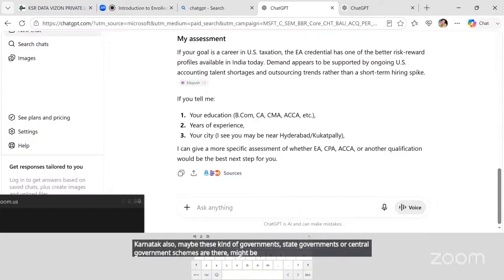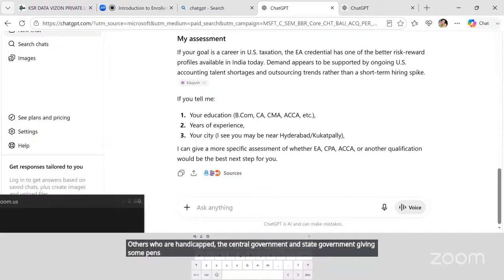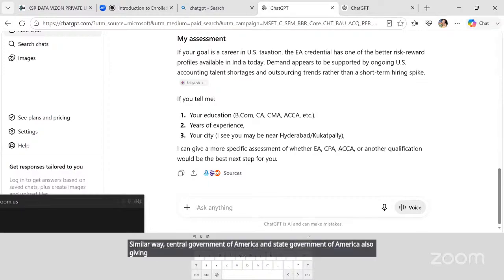Like in the Telugu states, we have Ammavodi for those who are going to school, right? The government is paying some money to the school kids' parents. Or for those who are handicapped, the central and state governments give some pensions. You know, right? The pension schemes. Similarly, the central government and state governments of America also give some schemes, called $12,000. That $12,000 is non-taxable. That's what sir was trying to explain in the early session, at the start of the class.